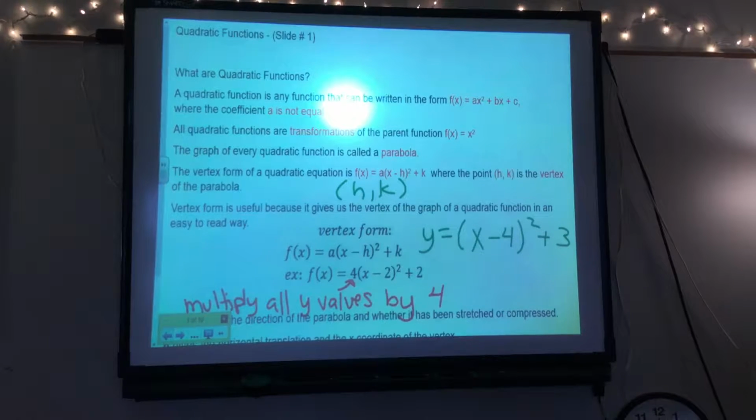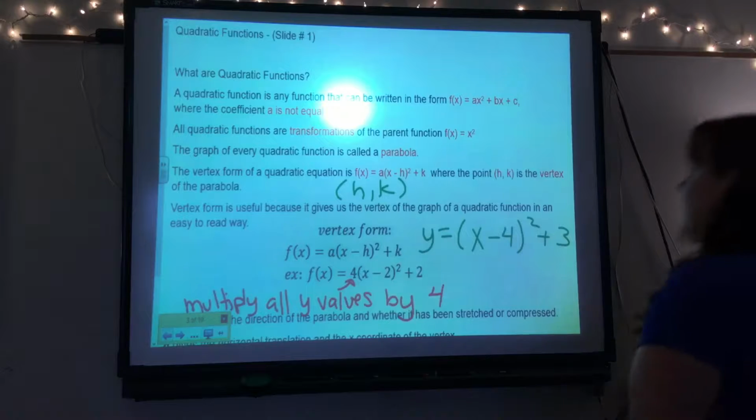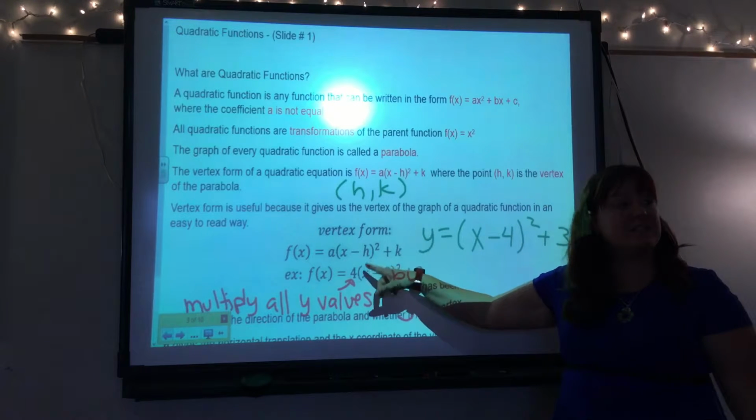Yesterday we talked about vertex form of the parabola. The vertex is in the equation.